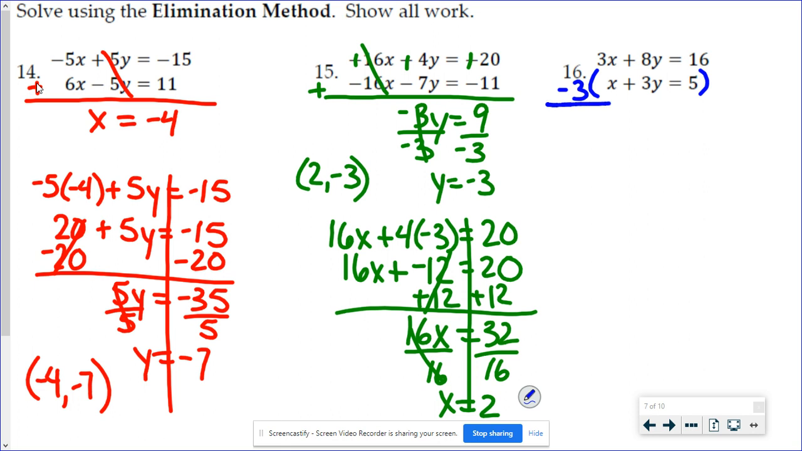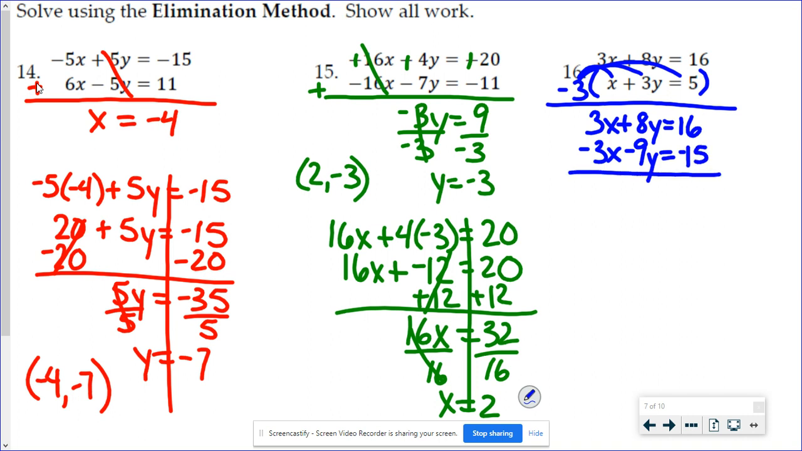Now, I do like my two equations to be right next to each other, so I'm going to rewrite the top equation. And then when I distribute here, let's get that new one. So that'll be a -3x, -9y, and -15. So my x's will cancel. 8y and -9y is going to be -1y equals 1. So the y is actually -1.